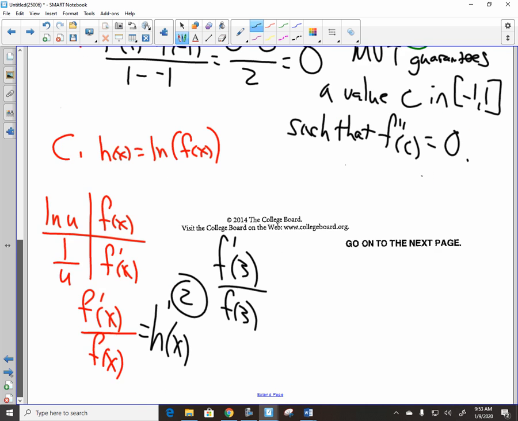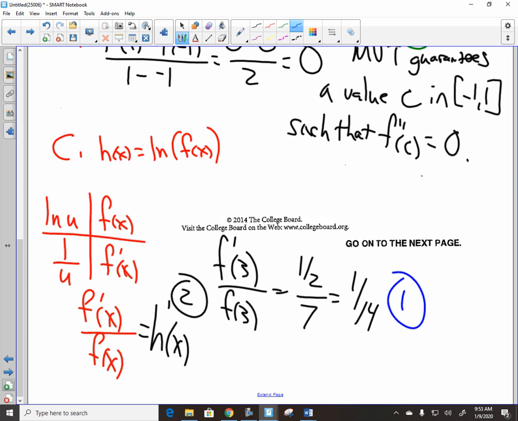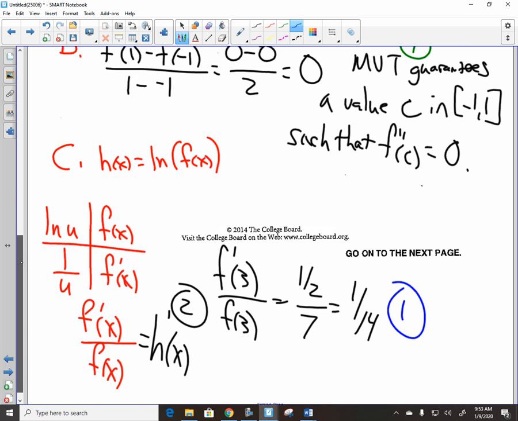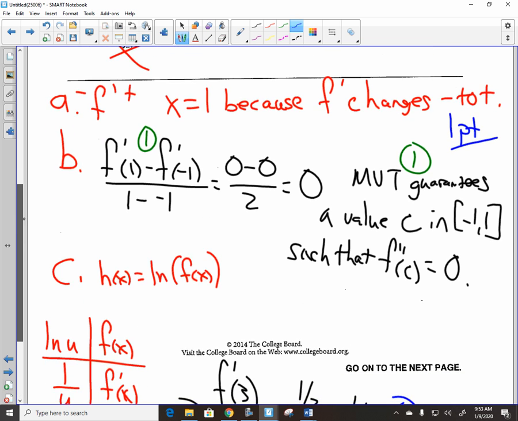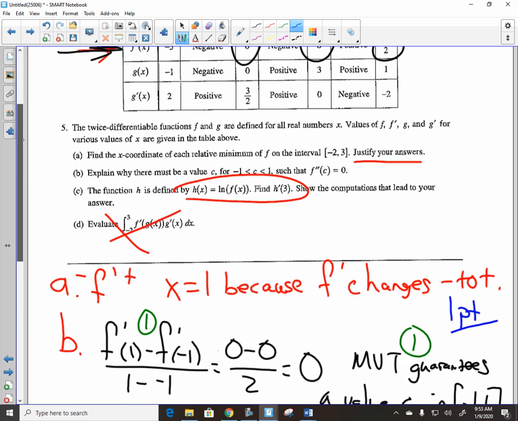So we got 1/2 divided by 7. And you get 1/14. So you get another point for doing that correctly. So you had 2 and 1, so it's a total of 3 there. And then 2 and 1, so a total of 6 so far. The last one's then worth 3.